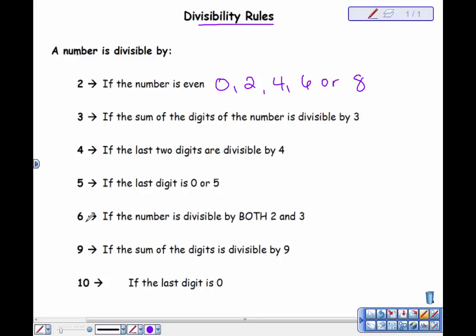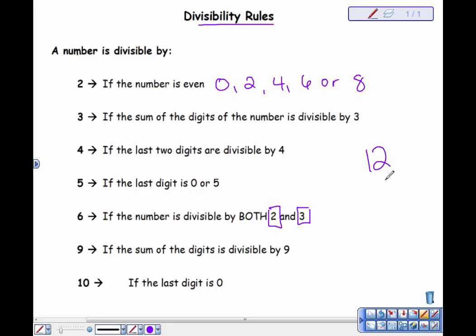Now, a number can be divided by 6 if it can be divided by 2 and 3. So if you have a number that's even, can be divided by 2, and the sum of the digits is divisible by 3, then that number can also be divided by 6. The reason being, if you think of it, 2 times 3 equals 6. So that's why if you have both of those conditions, it can be divided by 6, like 12.